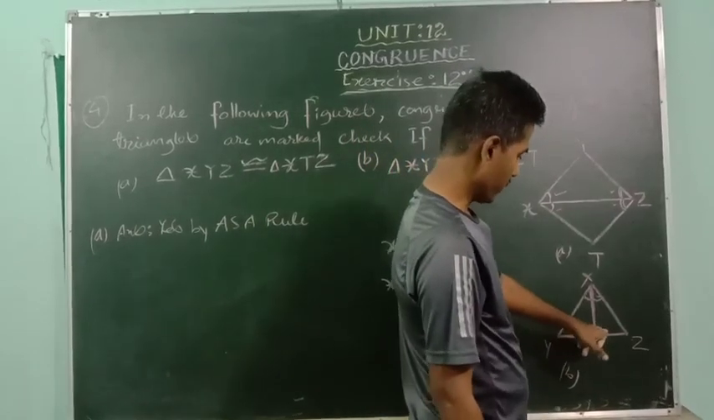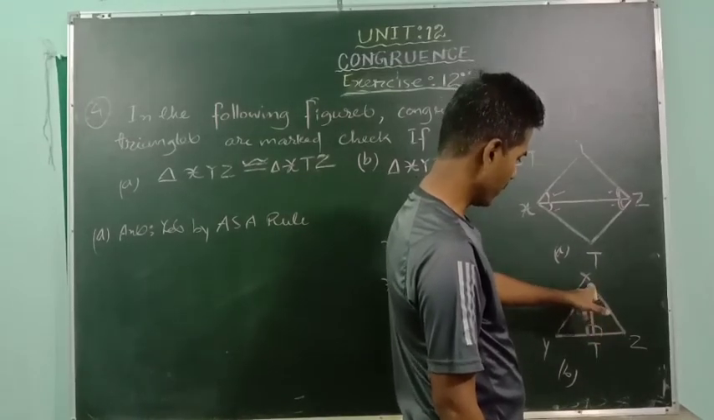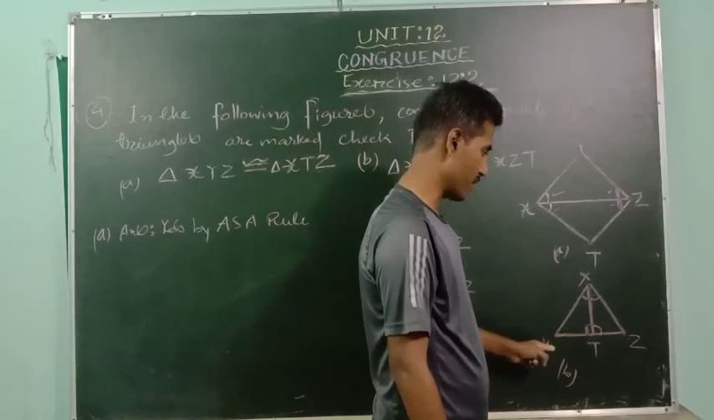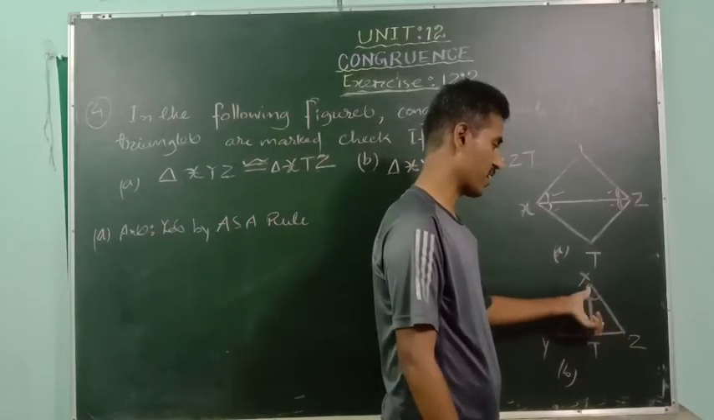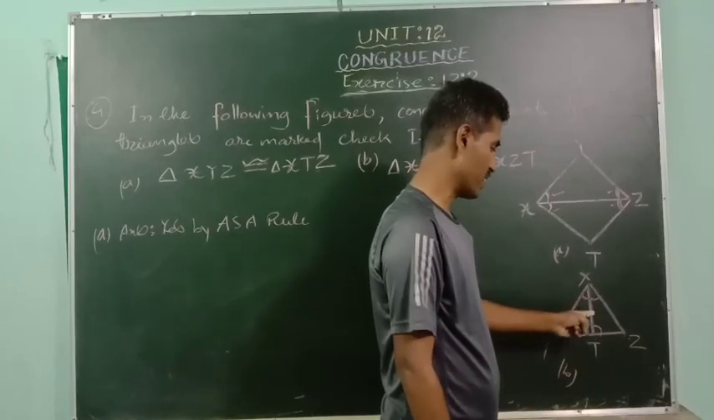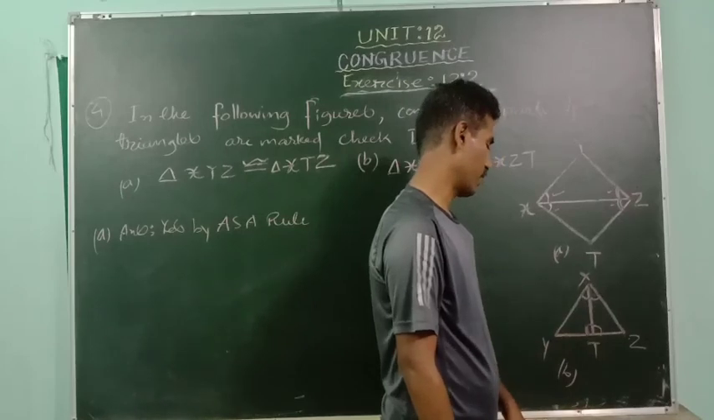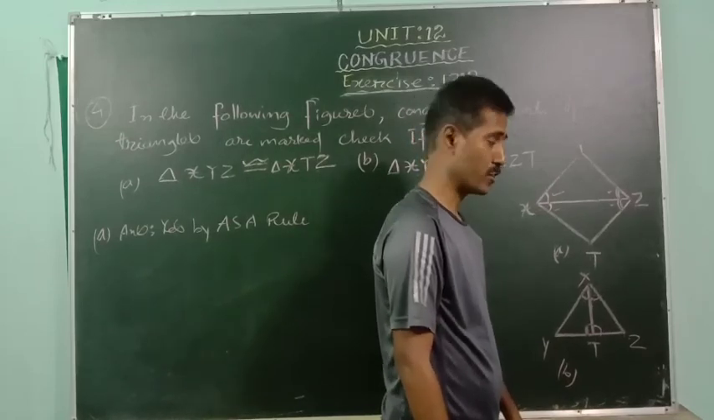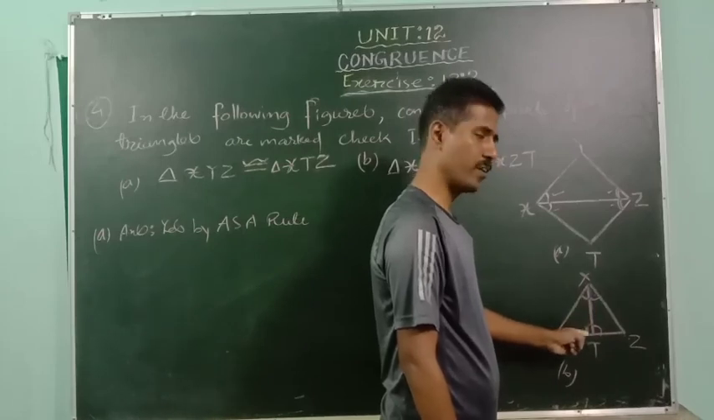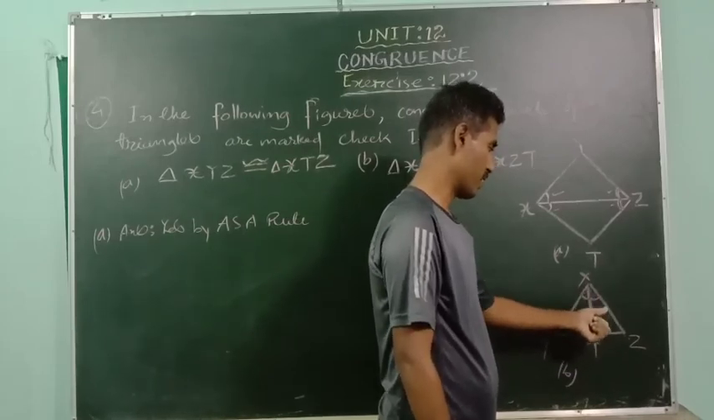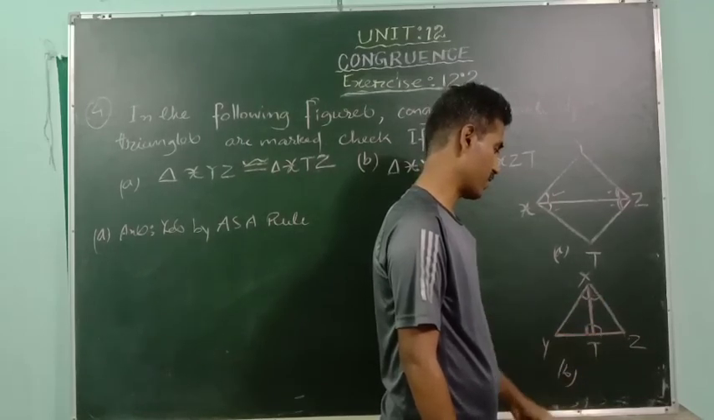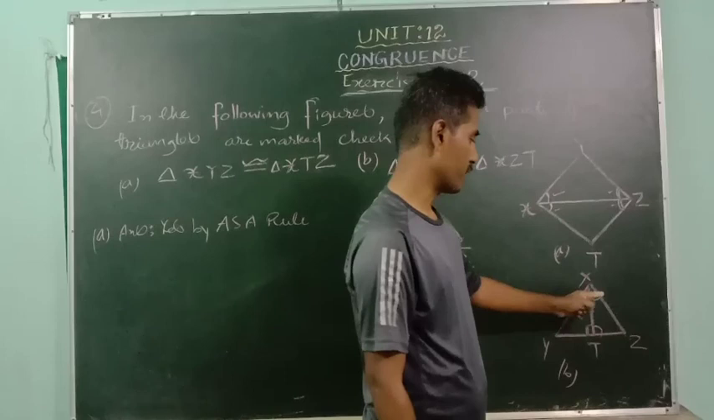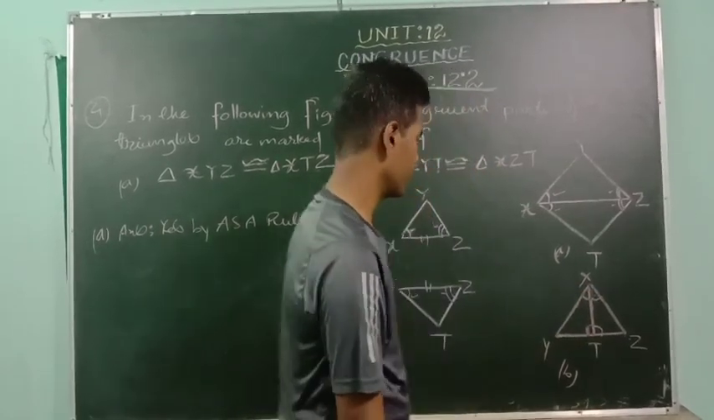So this angle equals this angle, this angle equals this angle, and side XT is a common side for both triangles. When you say triangle XTY we get XT, and when you say triangle XTZ we also get XT. So by the angle side angle criteria, triangle XTZ and triangle XTY are congruent to each other. If angle X equals angle X and angle T equals angle T, then angle Y equals angle Z surely, because the sum of angles of a triangle is 180 degrees. Then we can write yes.